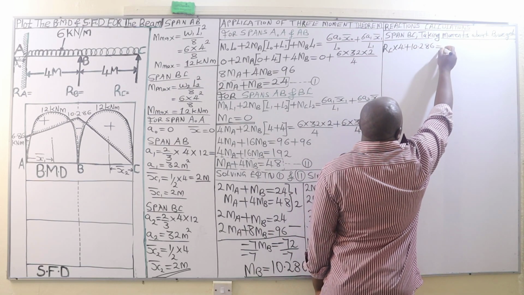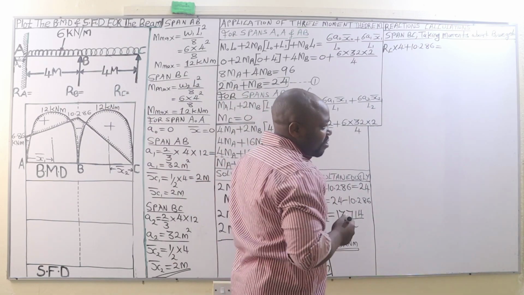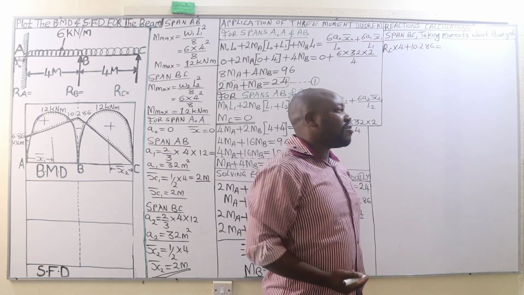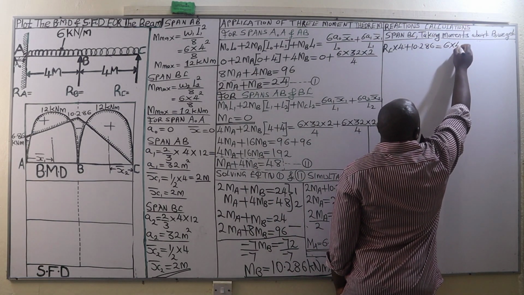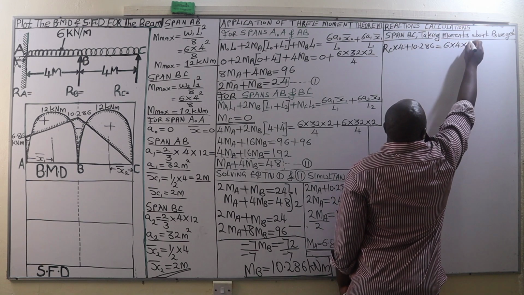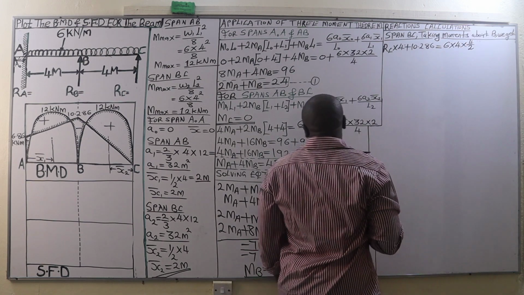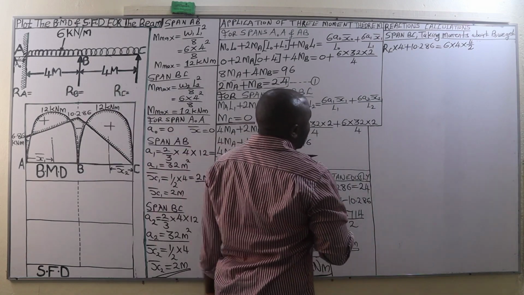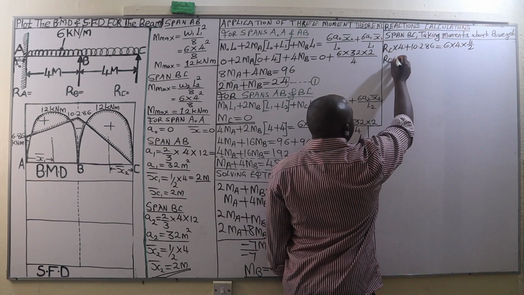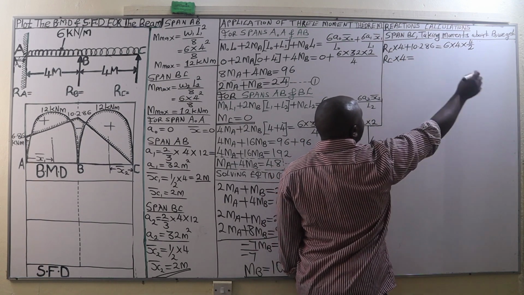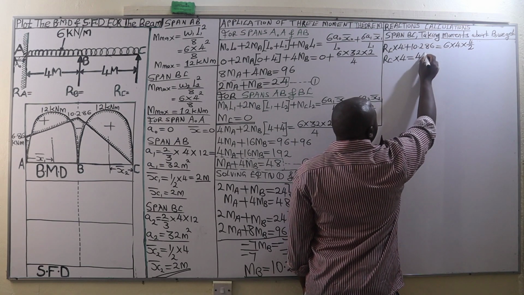10.286, which will be equal to the following. Between the span C and B, we have a UDL of 6 kilonewtons per meter. We convert it to a point load by multiplying it by the span over which it is distributed, which acts at the midspan of B and C. Therefore, the whole span divided by 2. And this gives us RC times 4, which will be equal to 6 times 4 times 4 divided by 2, that is 48.